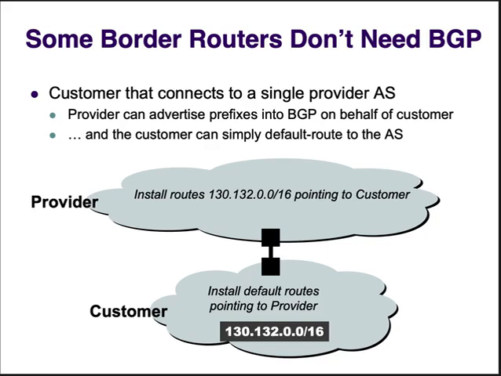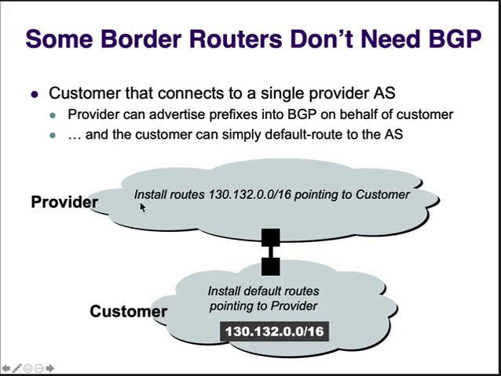And in your provider's network, you're going to have a static route that says any destination with the prefix 130.132, just send it to my customer. And then the provider is going to play the role of the BGP speaker on behalf of the customer, which means it's going to advertise that prefix to the rest of the internet on behalf of the customer. Okay, so just know that this special case exists. The rest of the lecture, we're not going to worry about this particular case. Any question on these default routes in BGP?